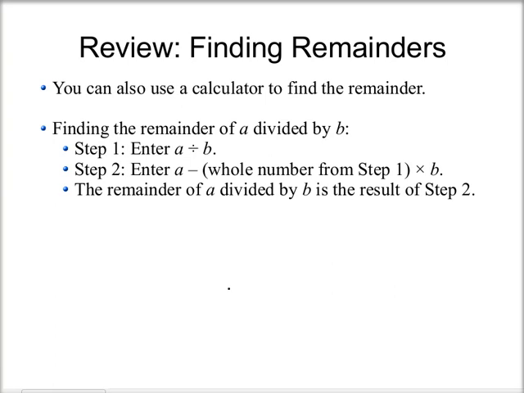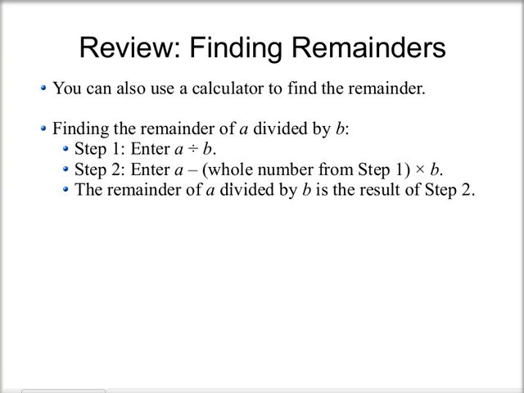You can also use your calculator to find the remainder. It's a two-step process, so if you want to find the remainder of a divided by b, first you're going to enter a divided by b into your calculator. Then you're going to enter a minus the whole number part of the number you found in step 1, so leaving off any decimal part of the number, times b. And if you enter that into your calculator, that's going to give you the remainder of a divided by b.